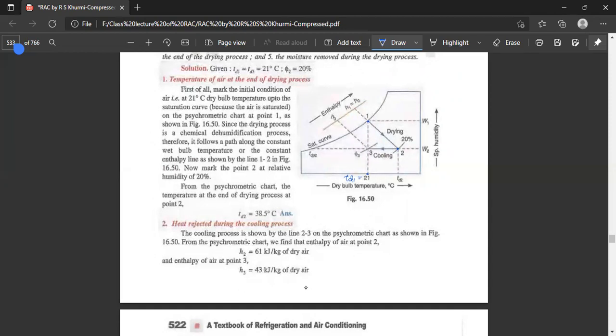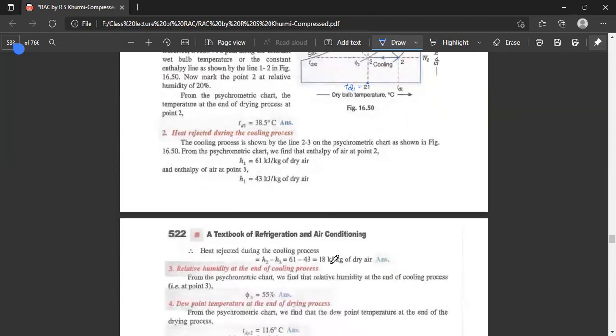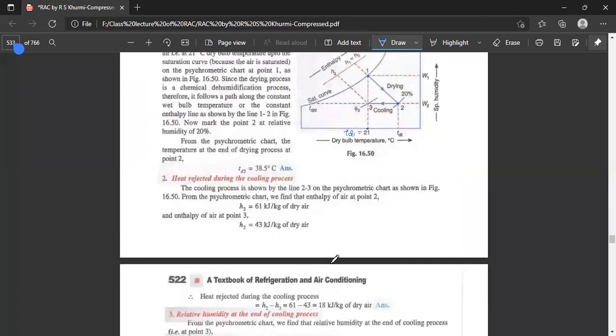From the psychrometric chart, we find that the enthalpy of the air at point 2 is H2, 61 kilojoule per kg, and the enthalpy of the air at point 3 is H3, read over the enthalpy line. Next question is how you get point 3. The heat rejected during the cooling process is H2 minus H3, equal to 18 kilojoule per kg.